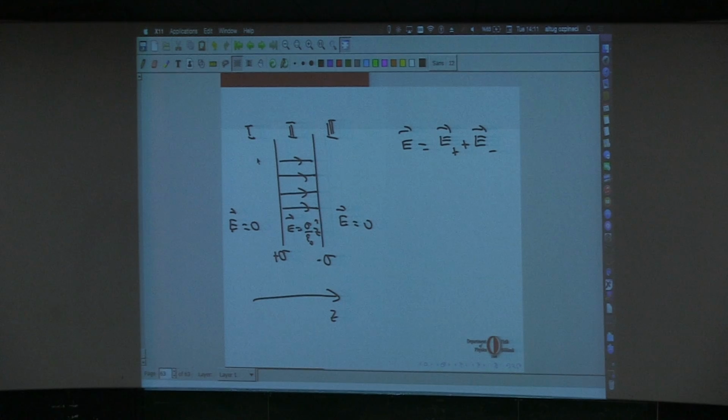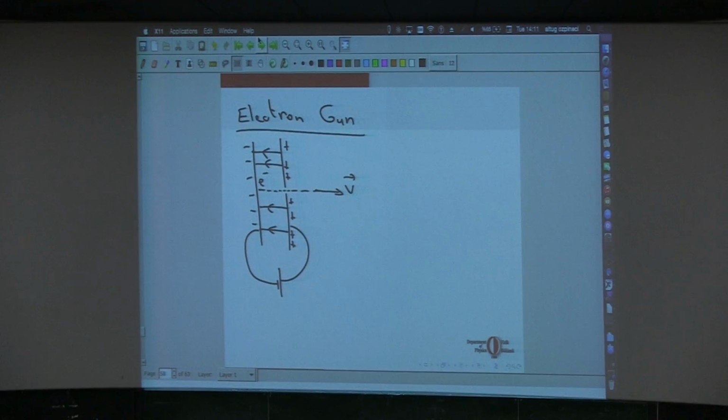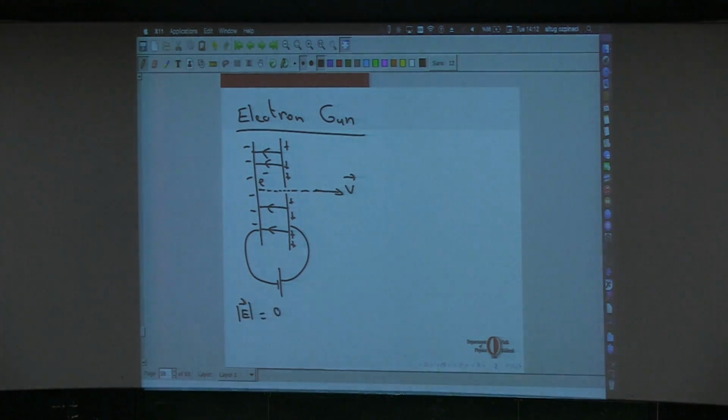So let's go back to our original question. We know that in between, the magnitude of the electric field is just sigma over epsilon 0, sigma being the charge density on these plates. Now, of course, the plates are not infinite. There's a hole in this plate. So these will all give some modifications to this expression for the electric field, but they will be small.